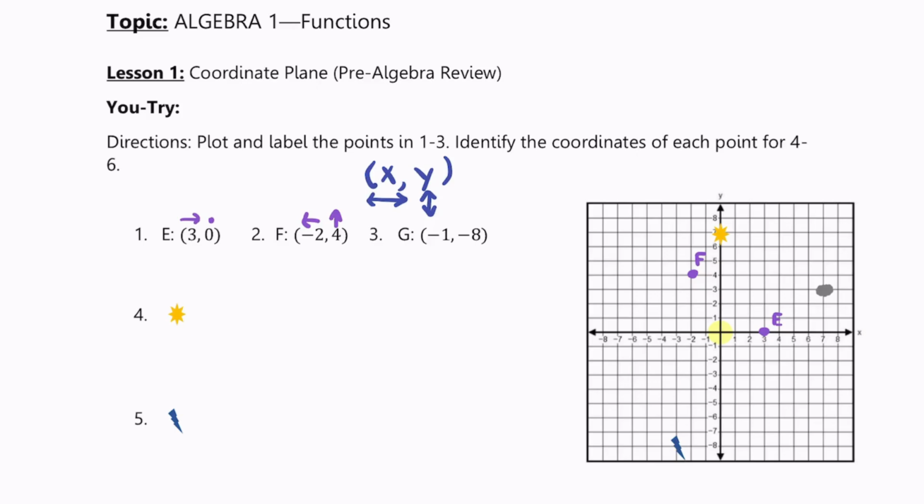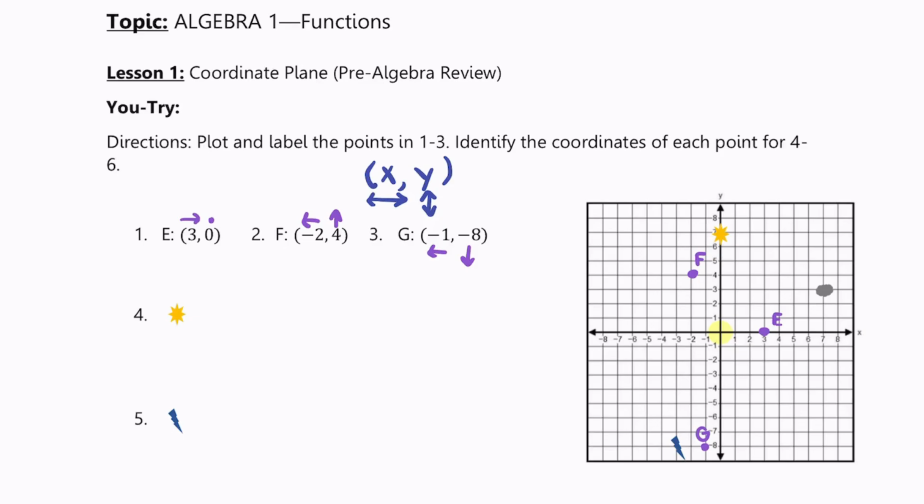Okay? And then last but not least, for G, we have -1, -8. So that's telling us go from the origin and go left 1 and then go down 8. So we're going to start at 0, 0. We're going to go left 1, go down 8, and that's going to give us the point G. So that's how we would plot those first 3 points.